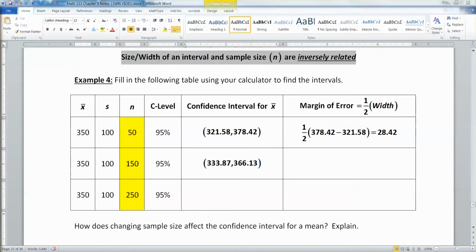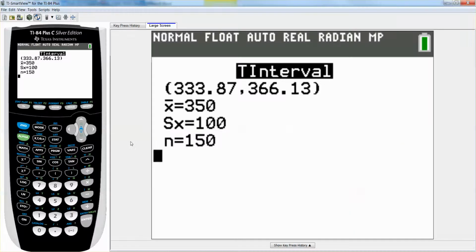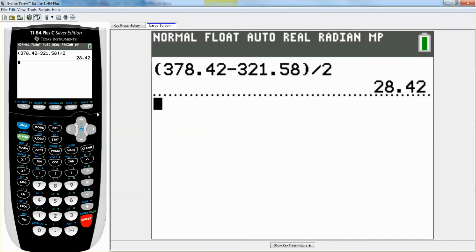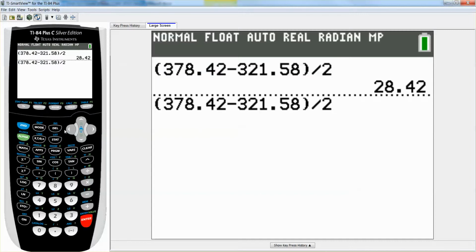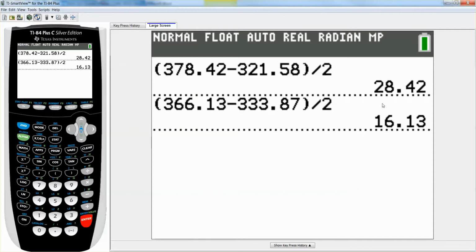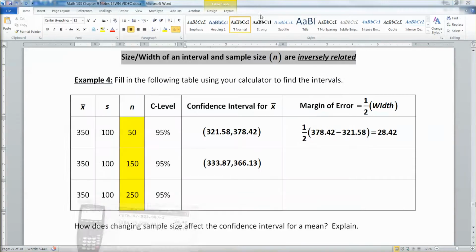And then to find the error, I just need to subtract the two and find the difference. So let me press enter here. The last thing I entered is up here, so I can just press enter again and change these numbers. So I want 366.13. This is probably more trouble than it was worth, but that's okay. You can just type it: 366.13 minus 333.87. Subtract that and divide by 2, and that gets you 16.13. So that goes right here.